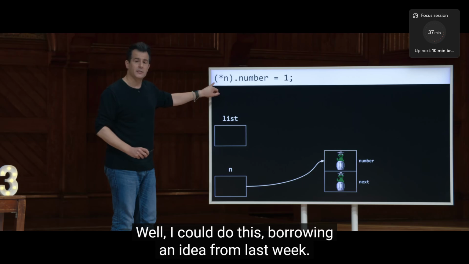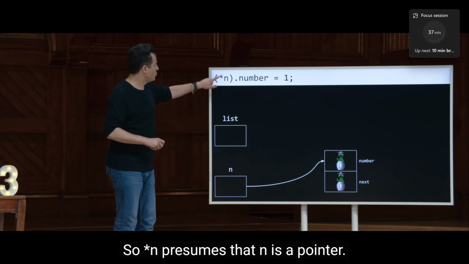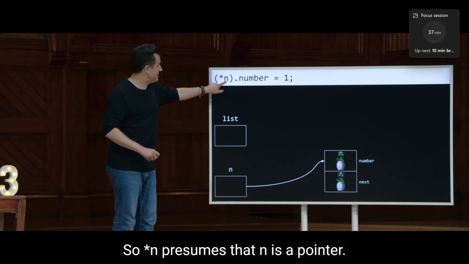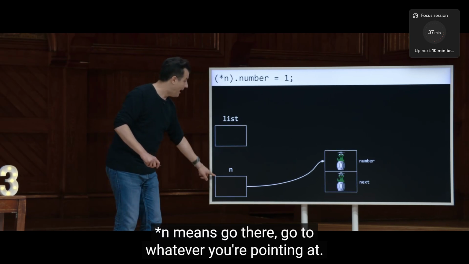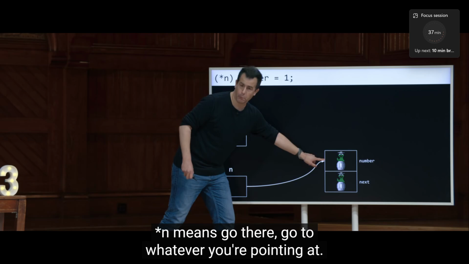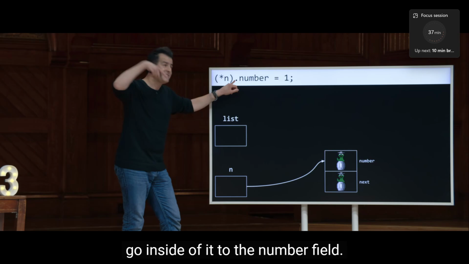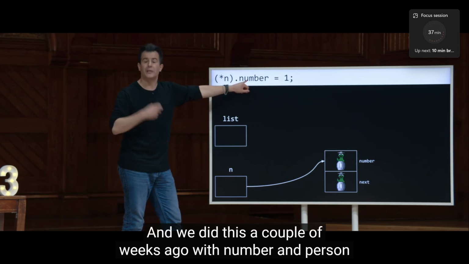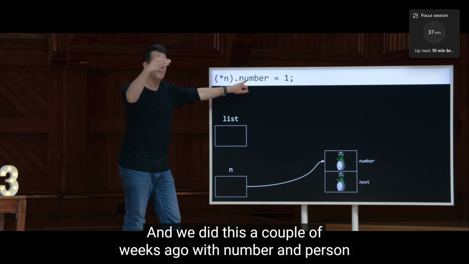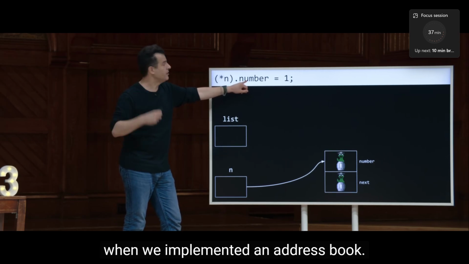Well, I could do this, borrowing an idea from last week. So star n presumes that n is a pointer. Star n means go there, go to whatever you're pointing at. The dot operator means if you're pointing at a structure, go inside of it to the number field. And we did this a couple of weeks ago with number and person when we implemented an address book.